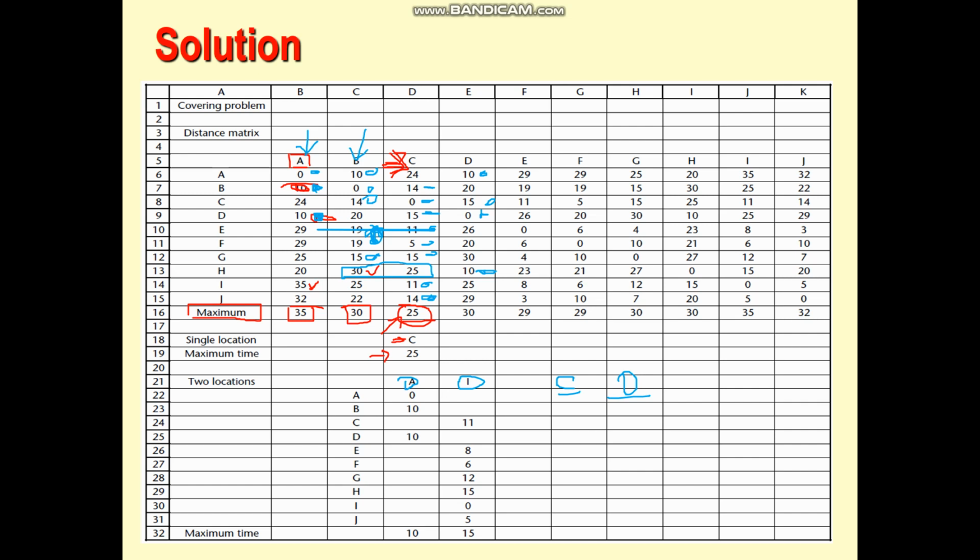So we can compare for C. If we locate the first facility in C, the maximum time the customer has to wait is 15, right? Because 14, 0, 15, 11, 5, 15, 11, 14. So the maximum is 15. For D, it is also 15.